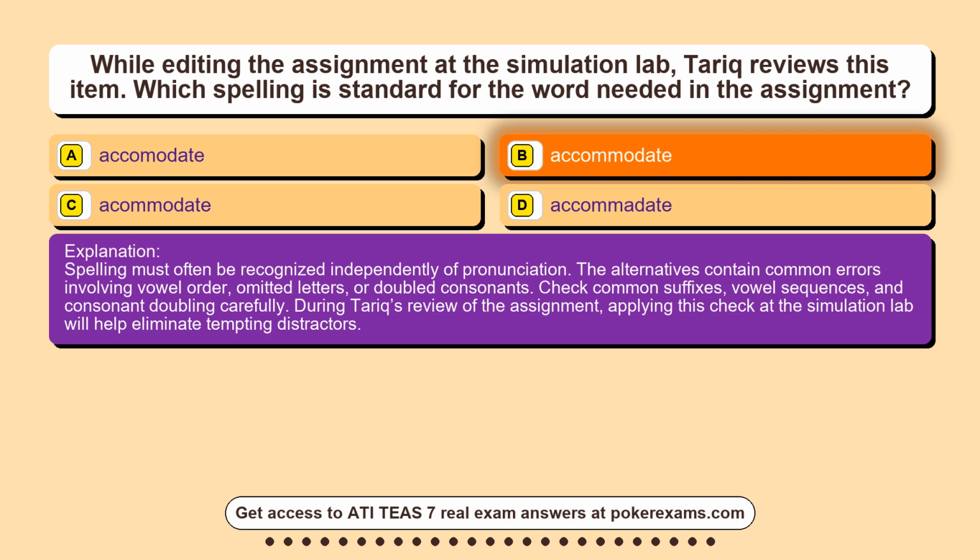Spelling must often be recognized independently of pronunciation. The alternatives contain common errors involving vowel order, omitted letters, or doubled consonants. Check common suffixes, vowel sequences, and consonant doubling carefully. During Tariq's review of the assignment, applying this check at the simulation lab will help eliminate tempting distractors.